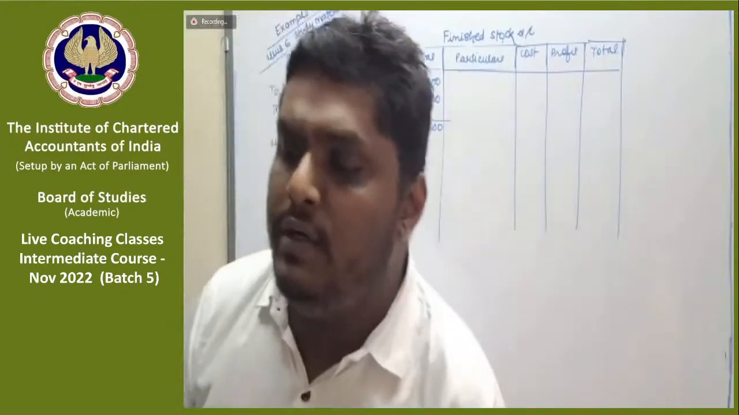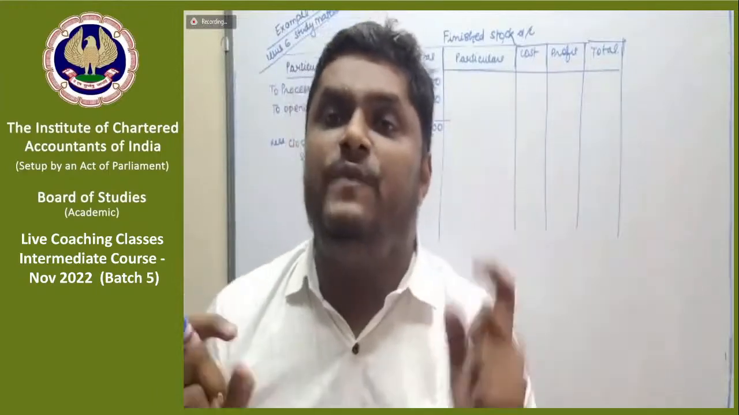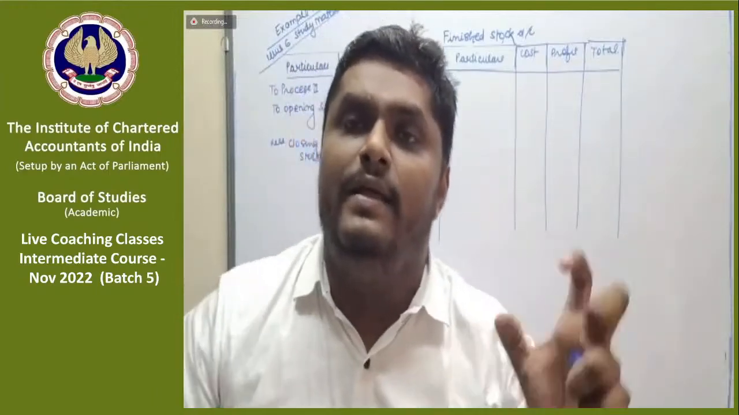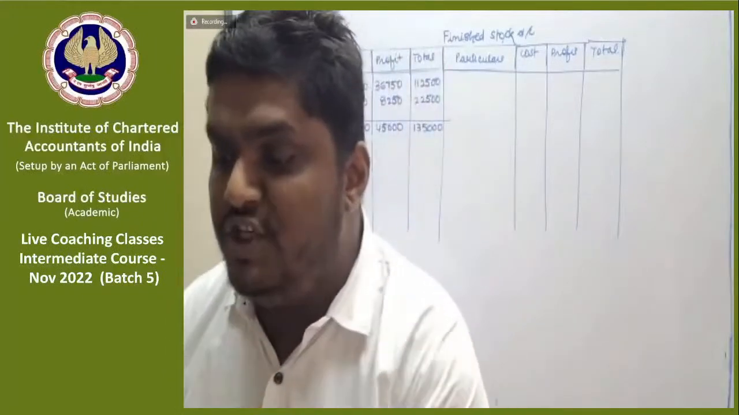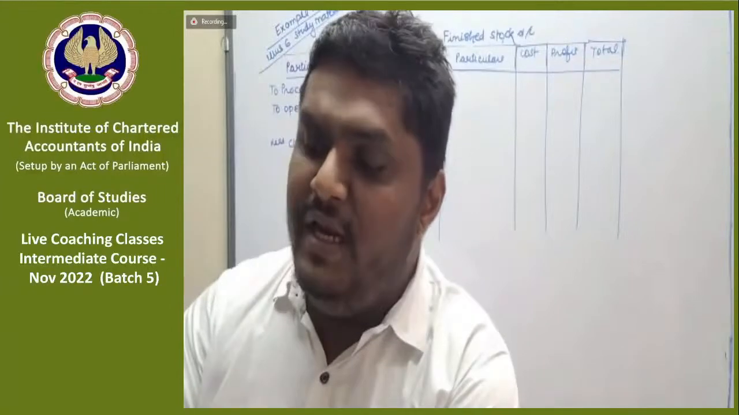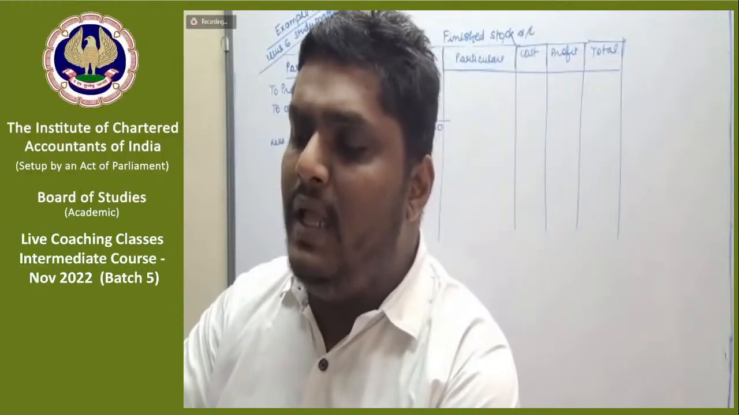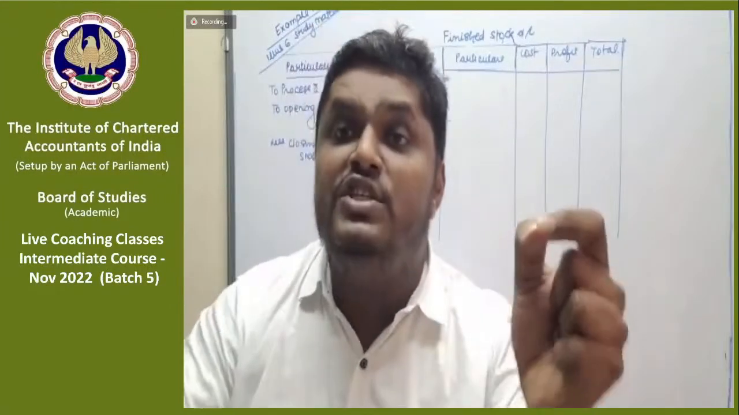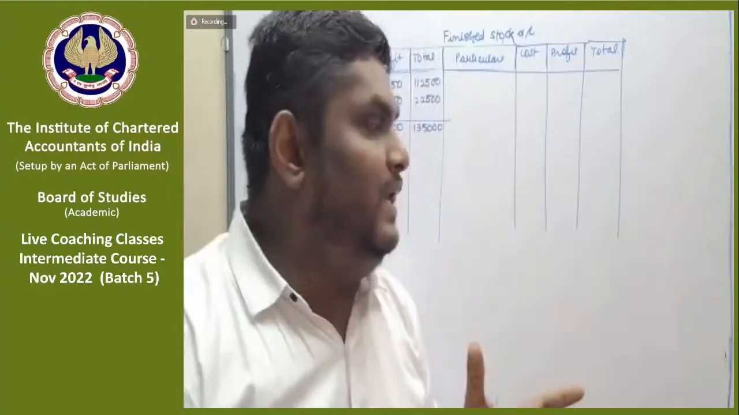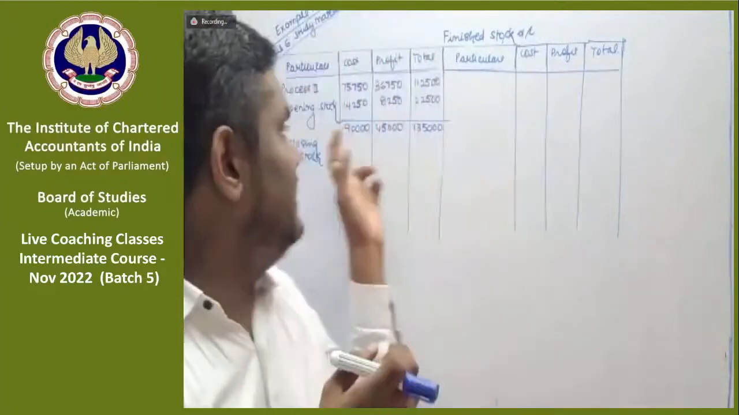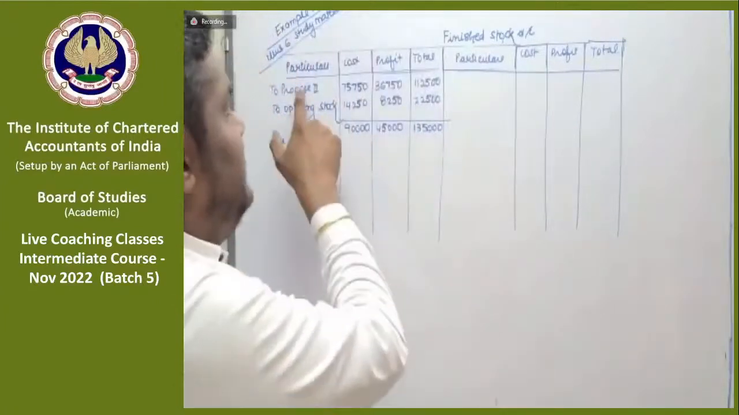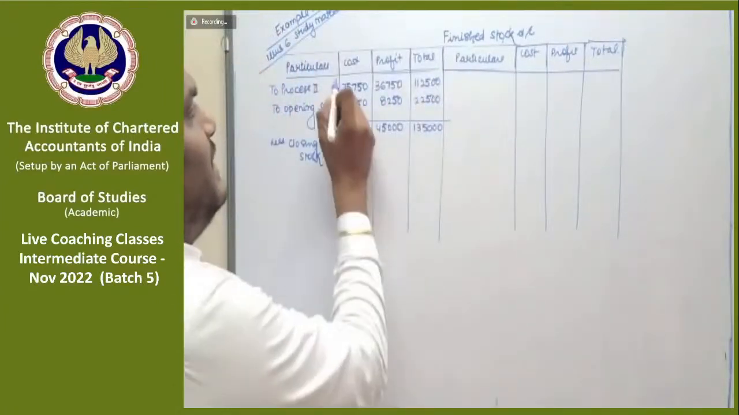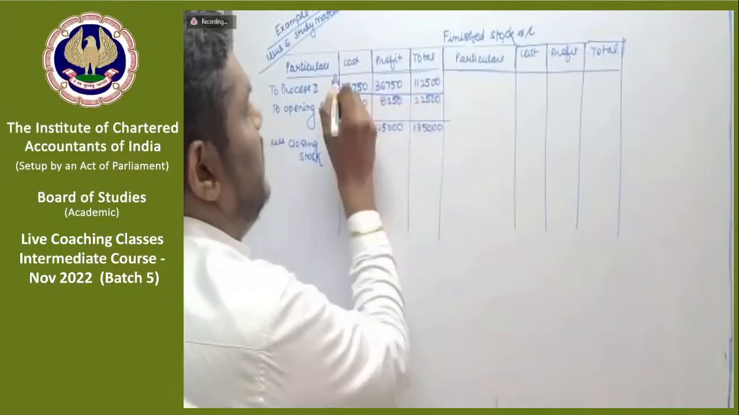Now, very important, guys, in process first and process second, the closing stock was valued at prime cost. But very important in this question, it is given finished stock is valued at the price at which it is received from process second. I repeat again, finished stock, that is the closing stock, is valued at the price at which it is received from process second. That is, finished stock is valued at this price.